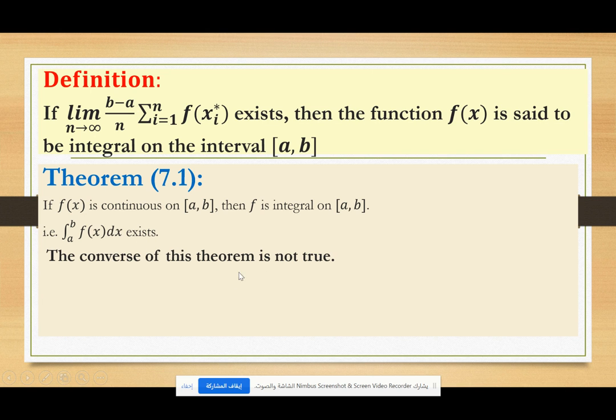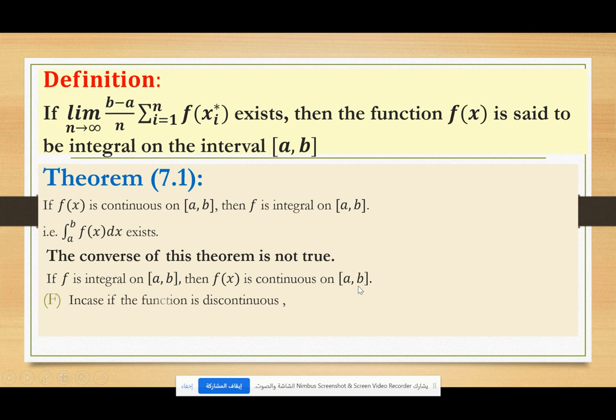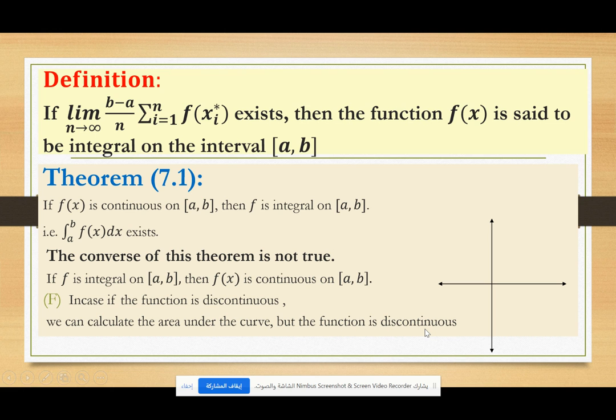The converse of this theorem is not true. When we say if f is integrable on a and b, then f of x is continuous on a and b, this statement is false. In case the function is discontinuous, we can still calculate the area under the curve. For example, in the following graph, look, we have that region and we have that region, and the function is discontinuous.